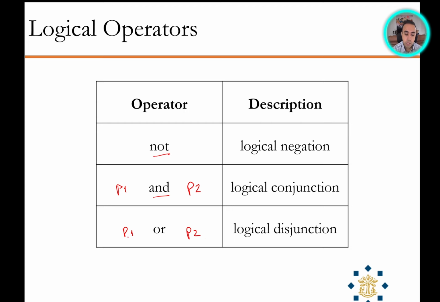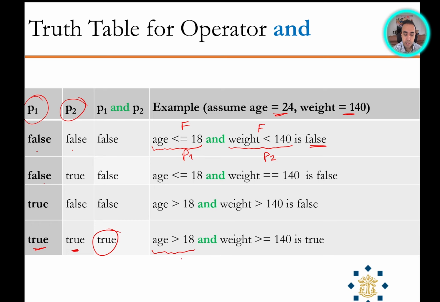And the end result, P1 and P2, is true only if both of them are true. So if age is greater than 18, that's a true, and the weight is greater than or equal to 140 pounds, then you have a true case, okay?